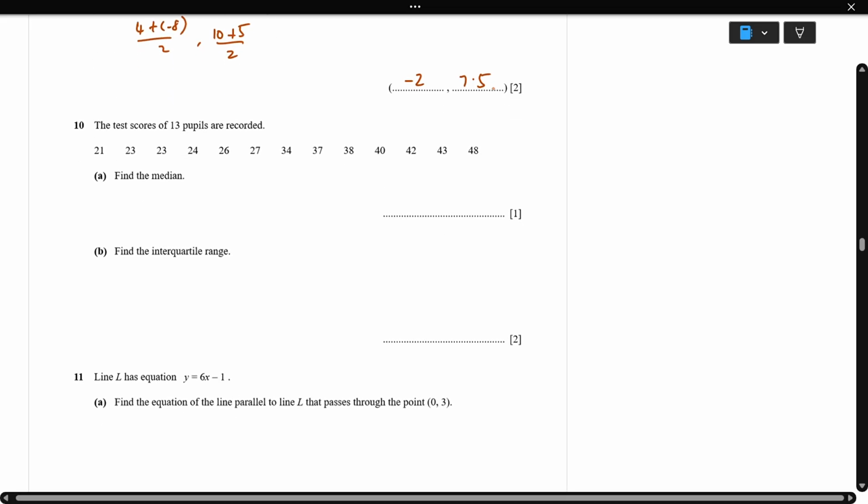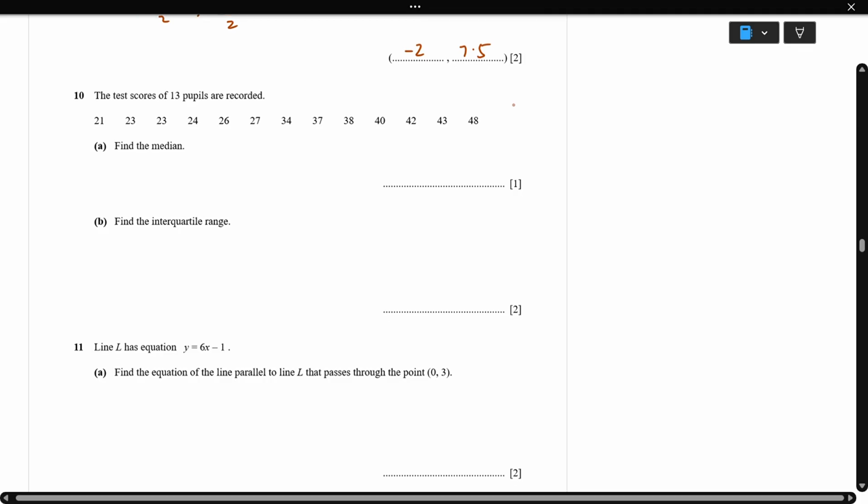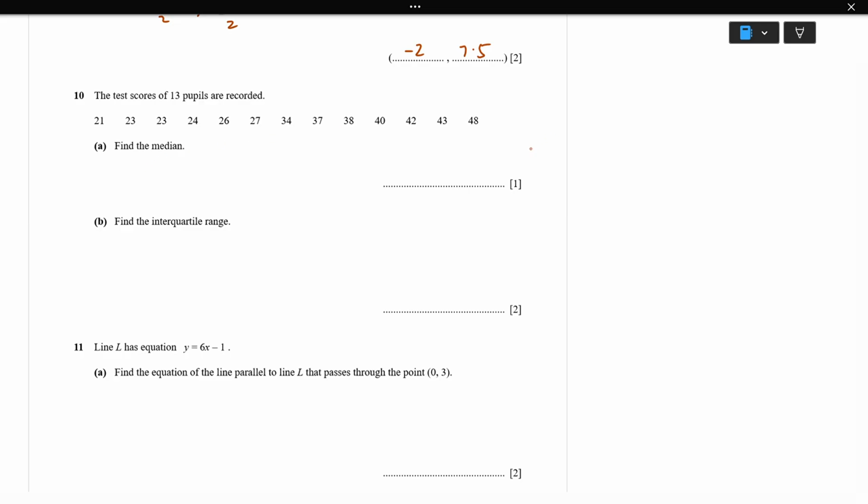Next question, the test scores of 13 people are recorded. Here they are all in order, so no need to write them in order. Find the median, which is going to be the 8th data. Or total 13, so sorry, the 7th data. The 7th data: 1, 2, 3, 4, 5, 6, 7, is 34. So 34 is the answer.